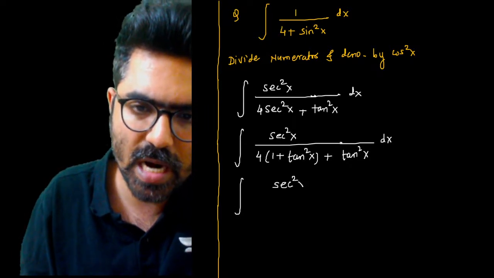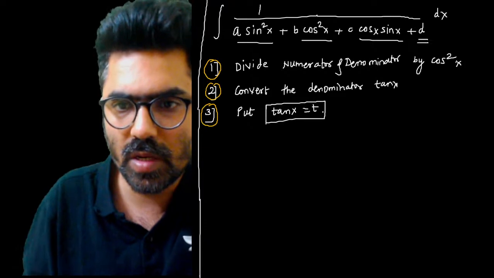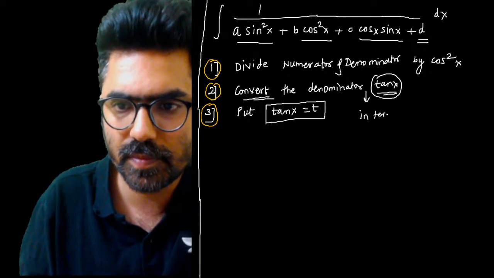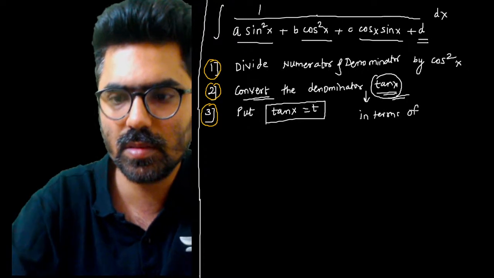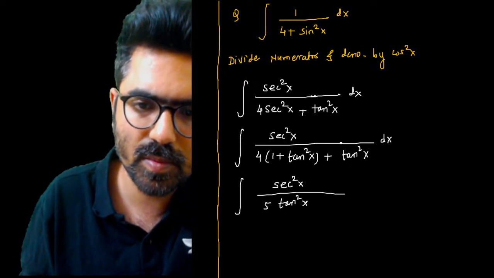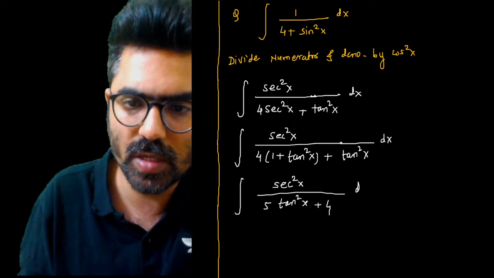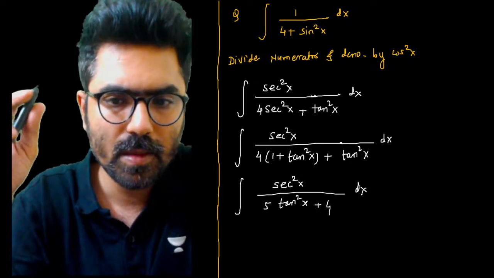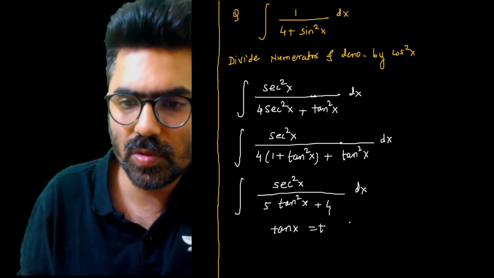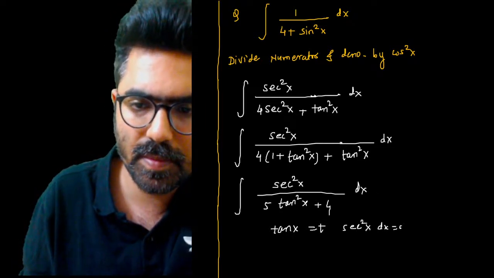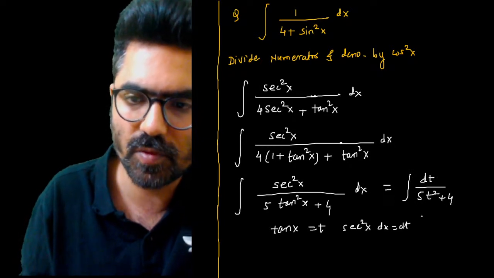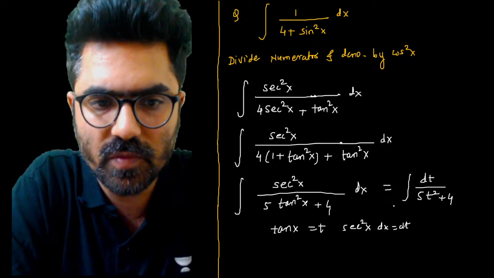So what is the target? To convert the entire denominator in terms of tan x. As we mentioned over here, convert the denominator in terms of tan x. So this is 5 tan square x plus 4, dx. Now here we will substitute tan x as t, so sec square x dx will be dt. The entire question now is dt upon 5t square plus 4.